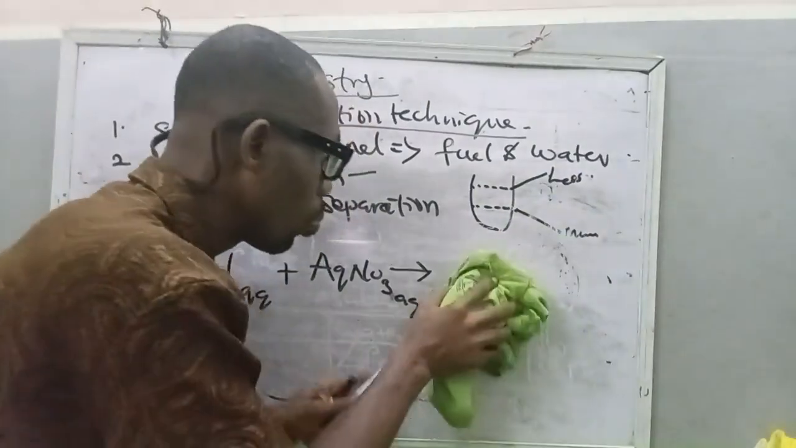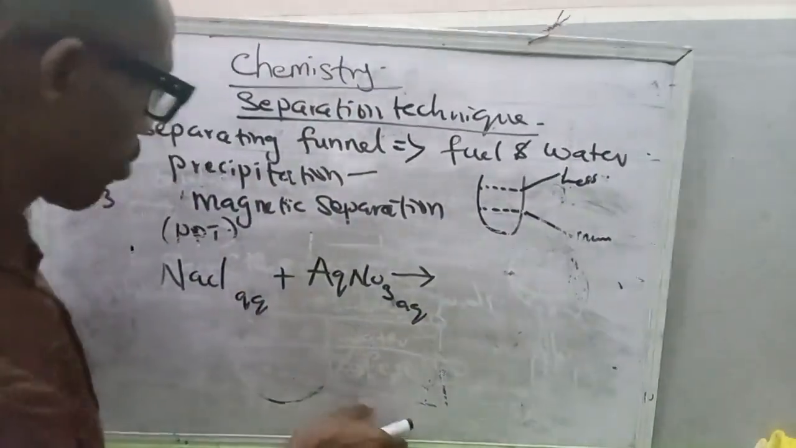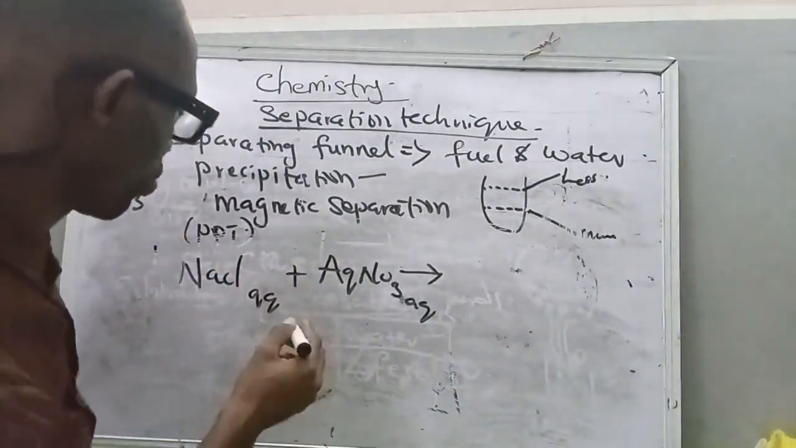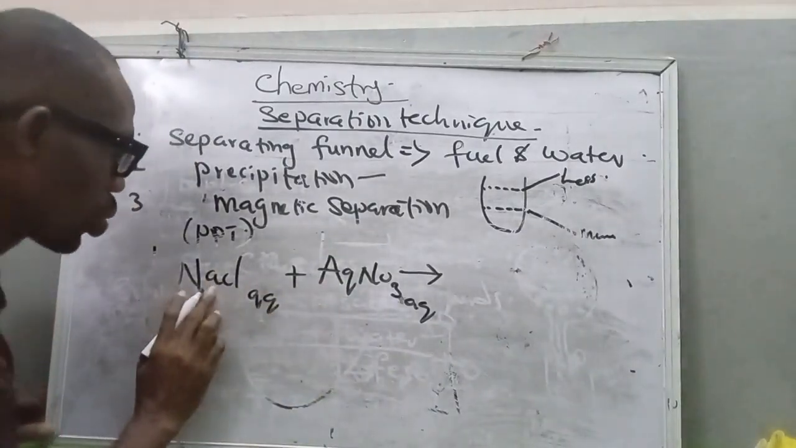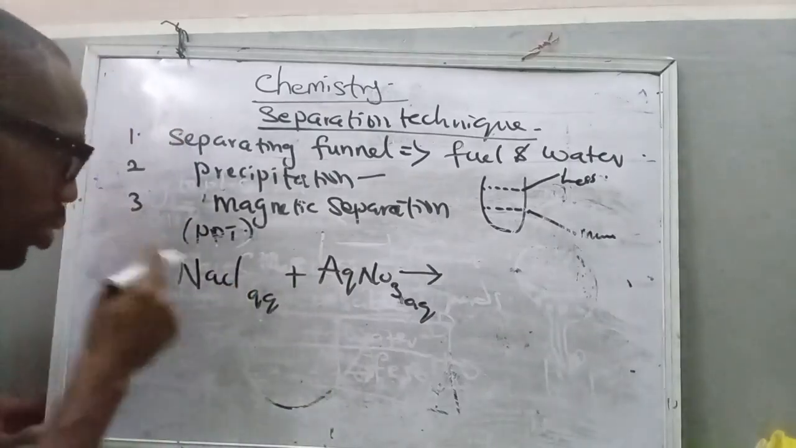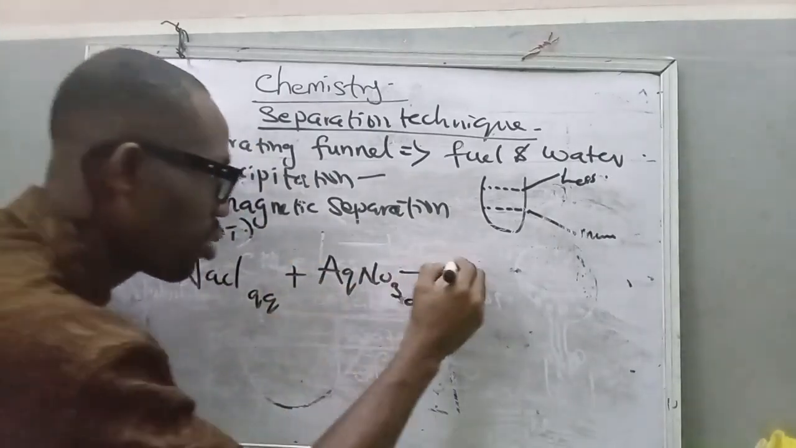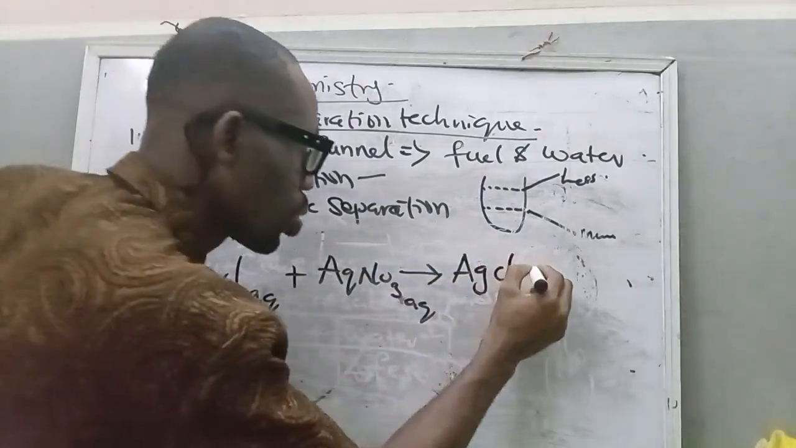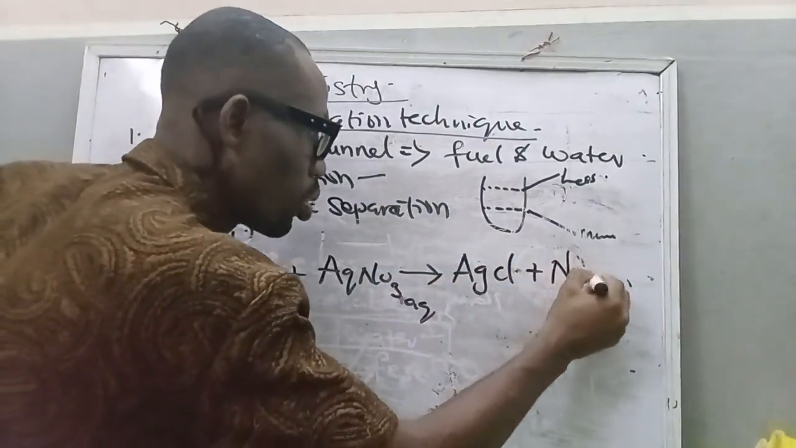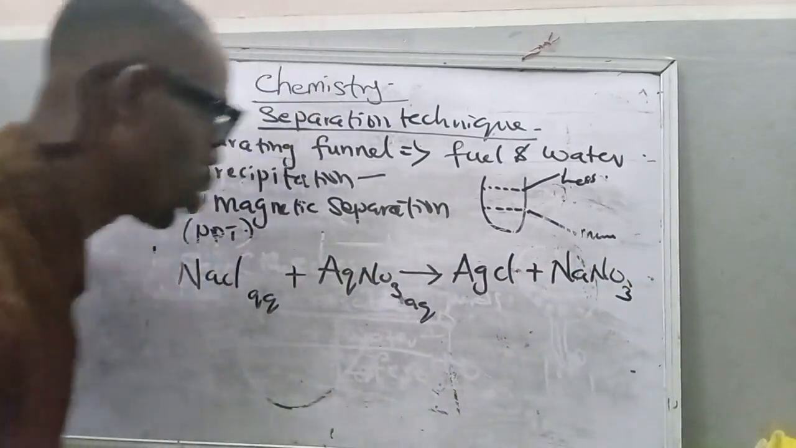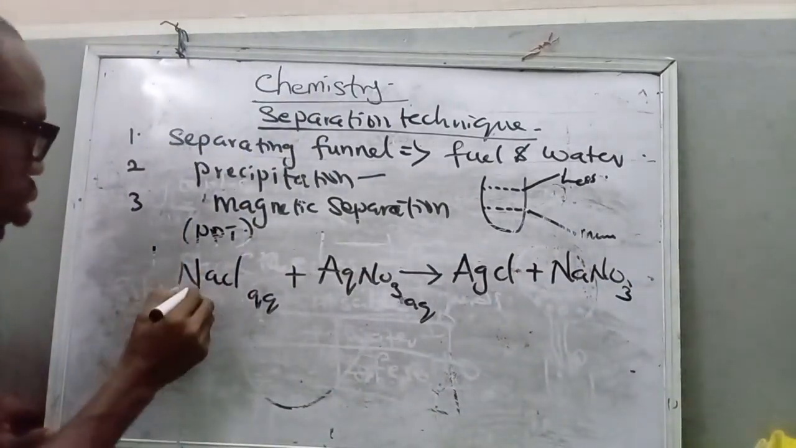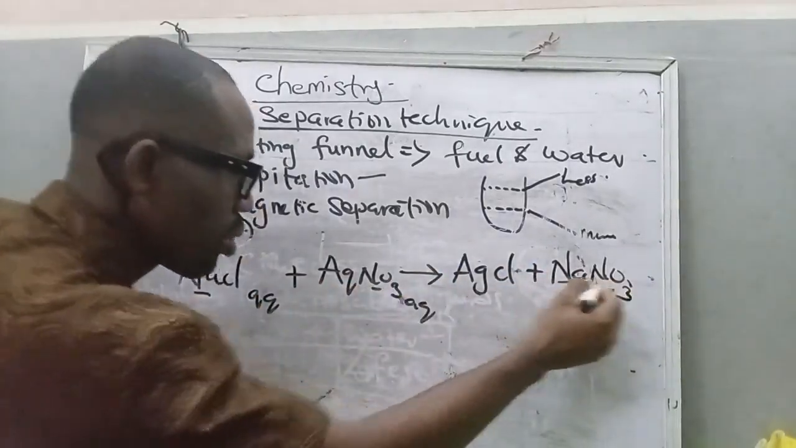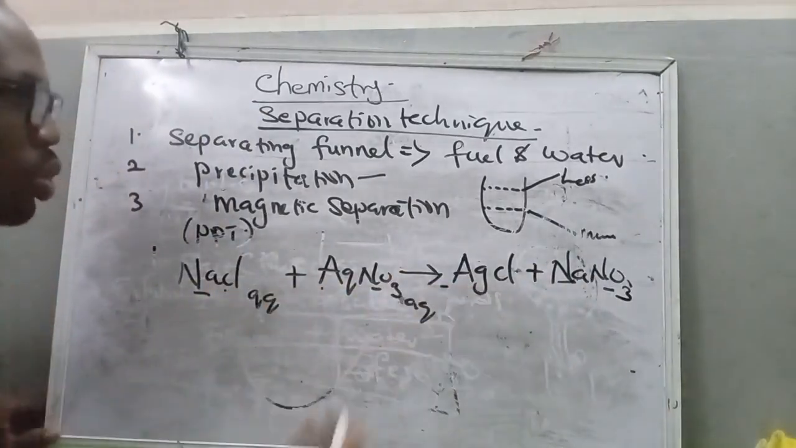So now, what is this? We have sodium chloride reacting with this. What does it give us? It will give us silver chloride, plus what? Sodium trioxonitrate(V). Let's see if the equation is balanced. Sodium is 1, sodium is 1. Trioxonitrate(V) here, trioxonitrate(V). Silver, chlorine. So it's balanced.